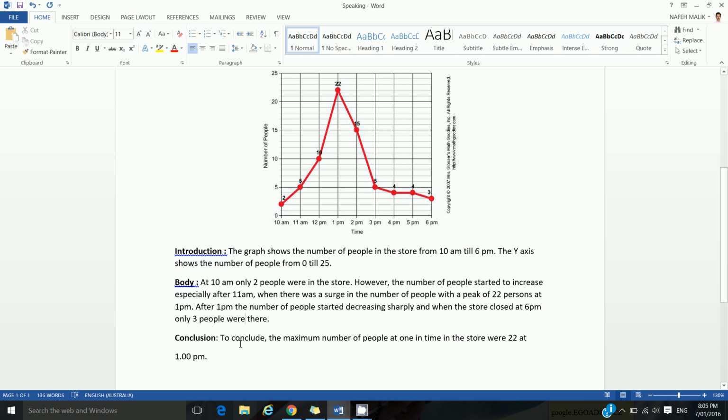And lastly, you'll conclude the major thing. Again, at 1 p.m. there were 22 persons. So you just put that in the conclusion. To conclude, the maximum number of people at one time in the store was 22 at 1 p.m. That is it. Now, this much information is more than enough to say in 40 seconds.